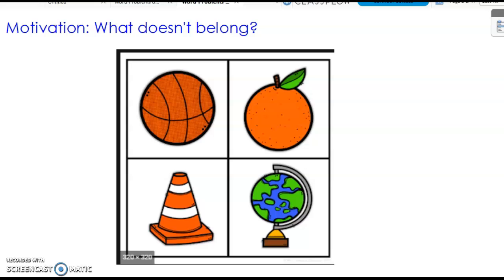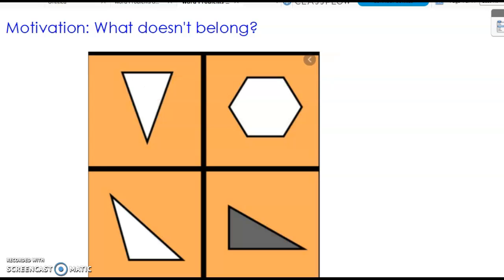How about this one, mathematicians? Look closely. This one's a little bit more challenging, but which one doesn't belong, and what is your reason why? Now let's try one with shapes. When you have an idea about which one doesn't belong and you can explain why, raise your virtual hand.